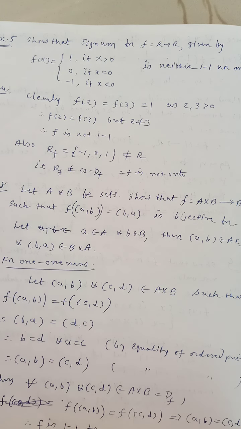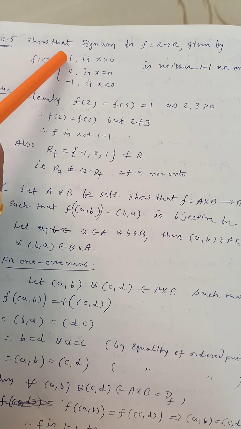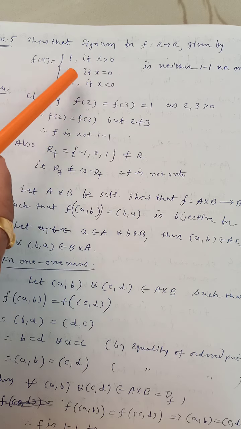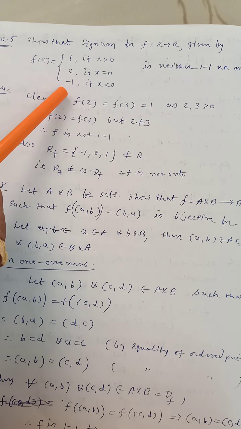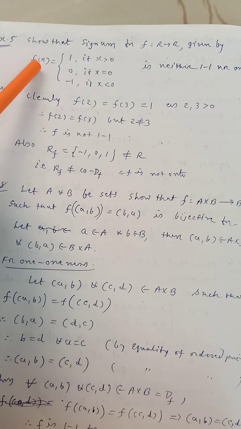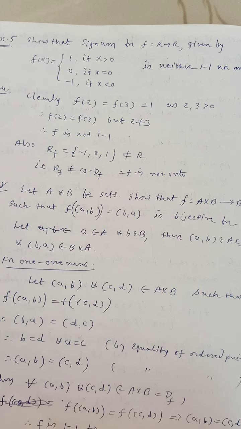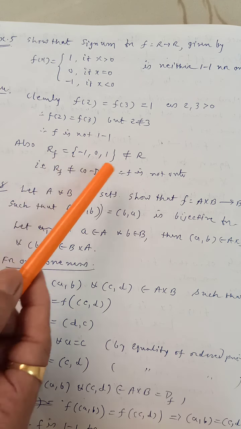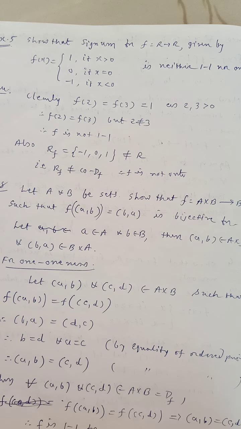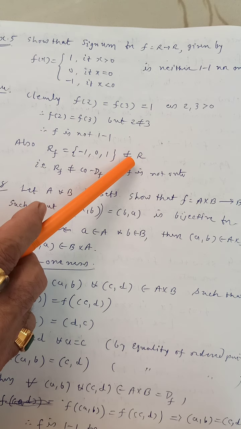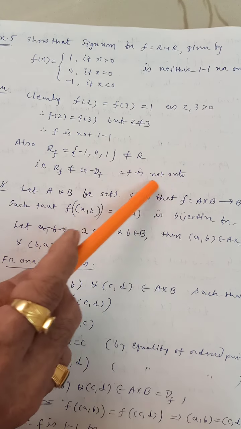And why is it not onto? Very simple. The function's rule is defined in only three ways: for positive x it is 1, for 0 it is 0, and for negative x you write minus 1. It means the function's value is either 1, 0 or minus 1, no other value. So Rf should be only the set consisting of 3 members: minus 1, 0, 1. And so it is not equal to the codomain, which is R. And obviously therefore f is not onto.